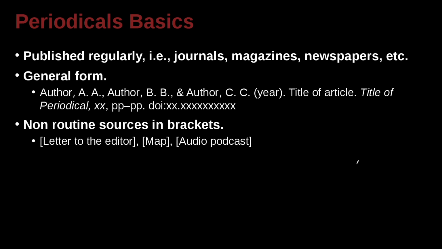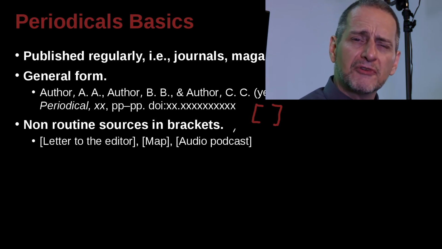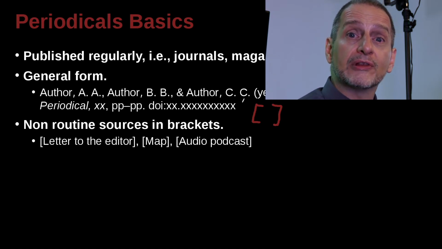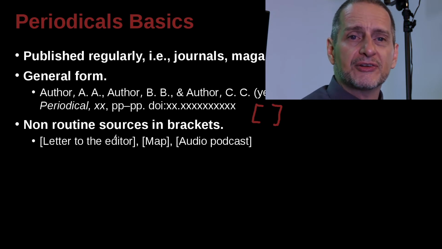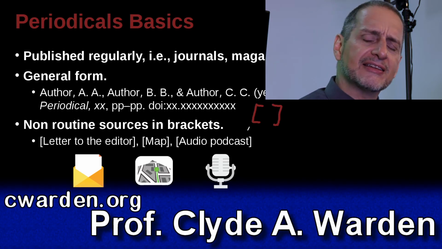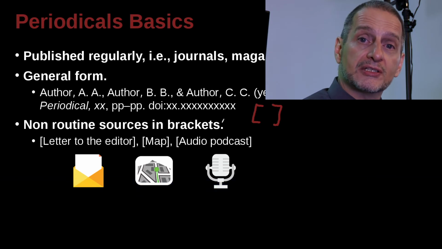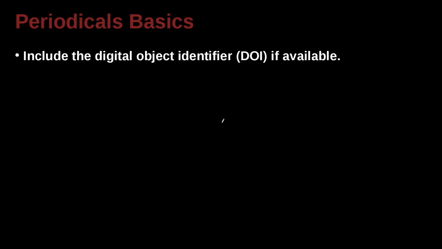You can use brackets. Brackets are these things like this. Square brackets, left square bracket, right square bracket. And what are brackets for? Brackets are for special information. That is, information that doesn't fit in that normal layout we just looked at. So letters, emails, maps, audio podcasts, things like that, things that are different, or things that may not be in the APA manual yet. You can use this approach. If you have the document object identifier, you can go ahead and use that.